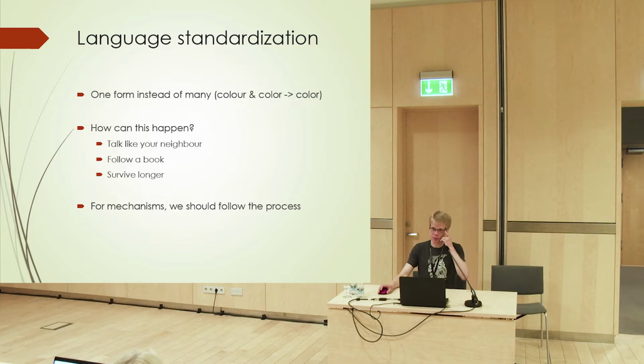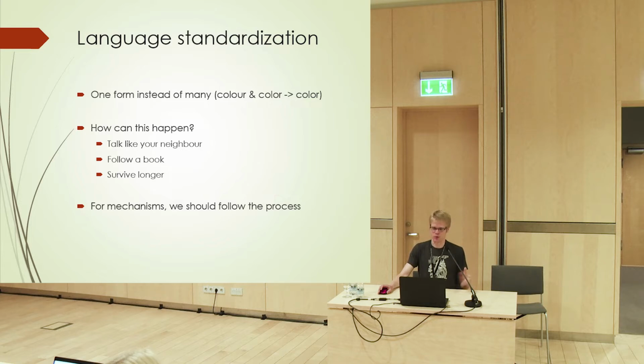There are a lot of mechanisms that can support this. For example, you can start talking like your neighbor, which means that if your neighbors start to talk a different dialect, you might follow them. Or if you move to the city, you might start to talk like people in the city, or if you have pen pals, you start to write like your pen pals. So it's an influence of language contact.